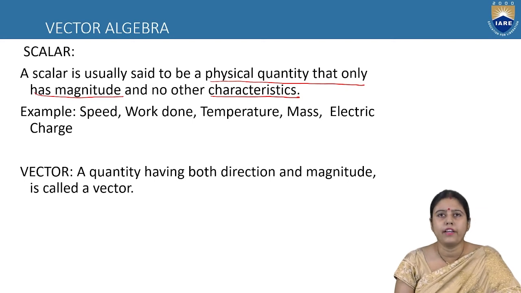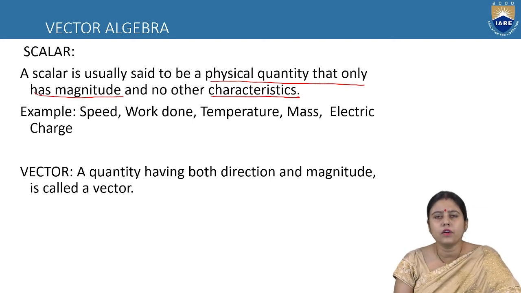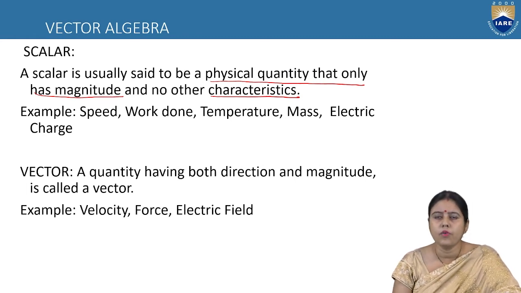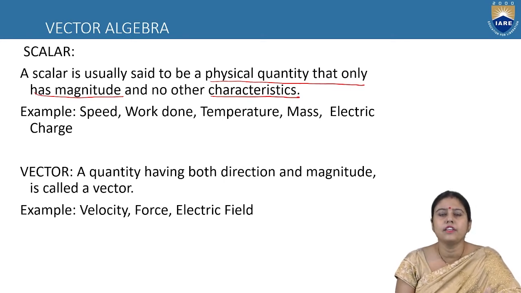Next is the vector. So what is a vector quantity? Vector quantity means it has both direction as well as magnitude, and is called the vector. And what are examples of vector? Force, electric field, velocity, like this.